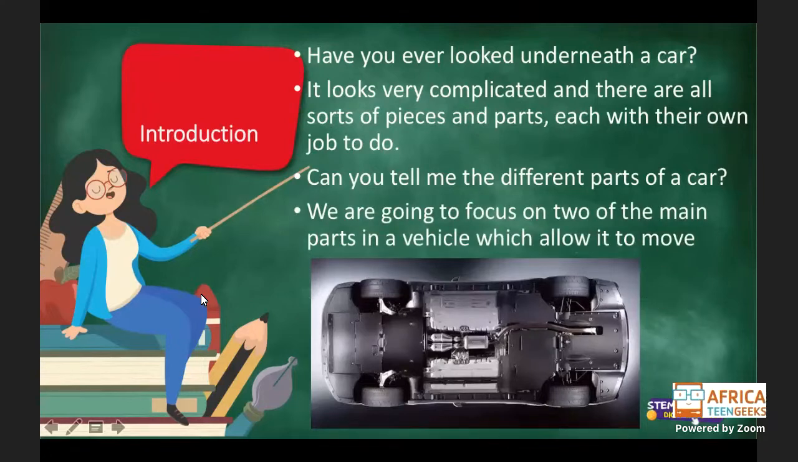So we're going to focus on two of the main parts in the vehicle which allow the vehicle to move. For today, we're going to focus on the wheels. As you know, the wheels are black, and we're also going to focus on the axles. This is a silver part, which is called an axle. An axle and a wheel work together, hand in hand. We're going to learn about the wheel and the axle.